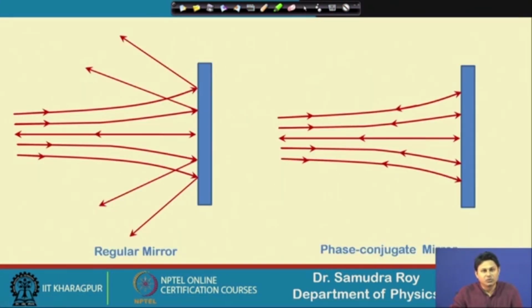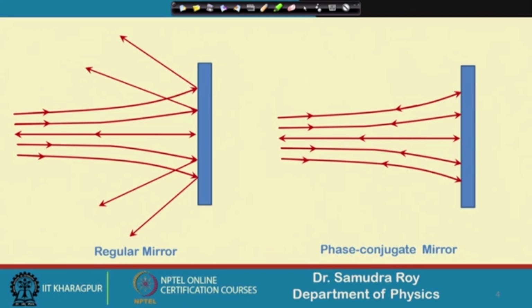Okay. So, this is again the same picture, and maybe this picture will be more useful for the students, because here you can see that for the regular mirror, if the light is coming from one part and then reflected back, this reflection may not be in the same direction.